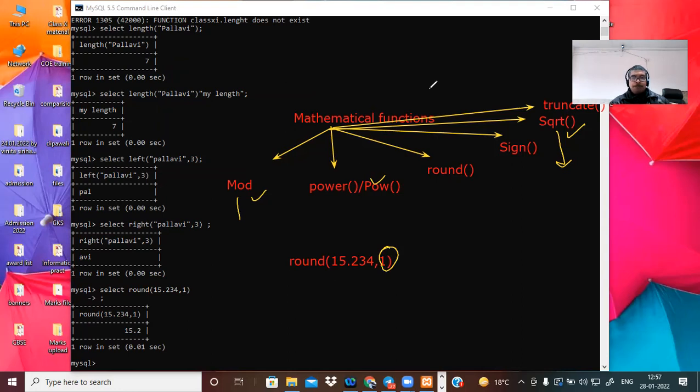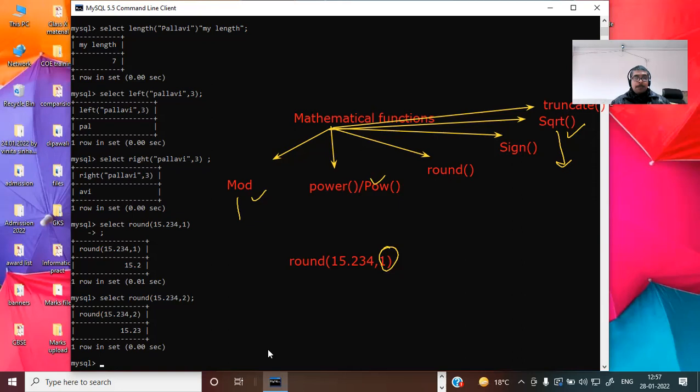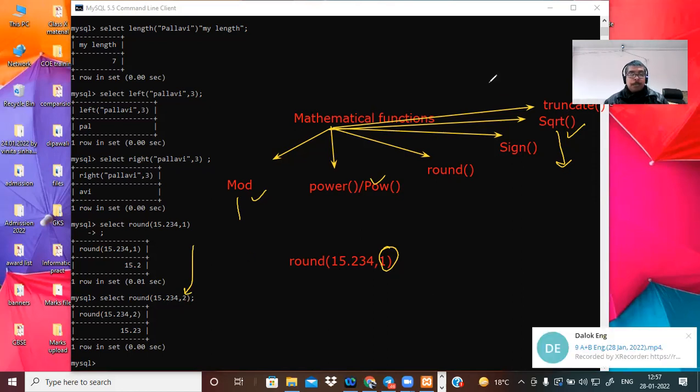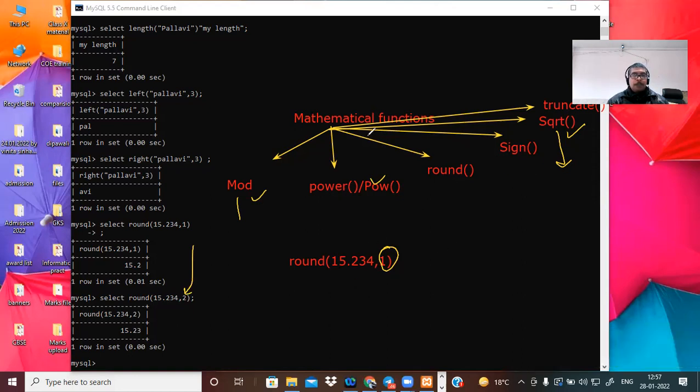Next, I am writing 2 here, and observe the result. You can see it is 15.23. So writing 2 means rounding to 2 decimal points. Similarly, I hope you have understood it. Then I have taught you mod, power, round. Then we have another function to learn, that is sine.